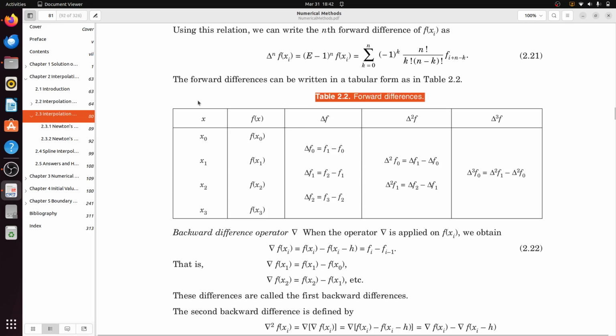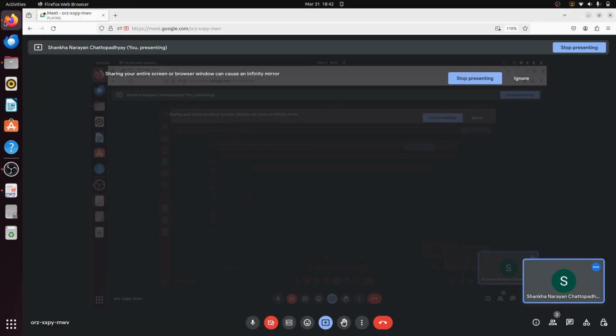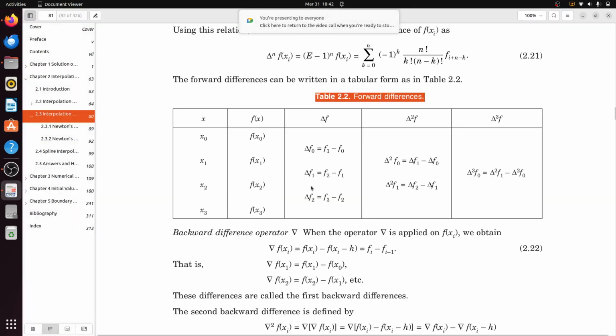You will have some equispaced data points x0, x1, x2, x3, and the functional values will be given at those points. Now how to determine the forward difference? First take delta f0. Delta f0 is f(x1) minus f(x0). So that is the first forward difference.